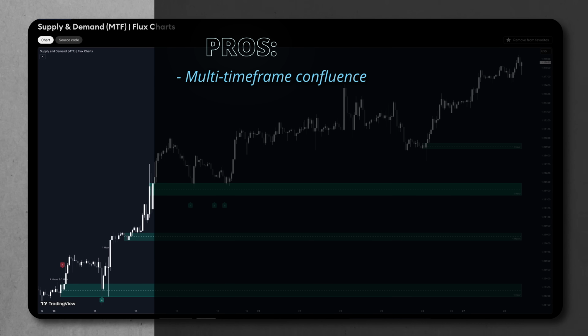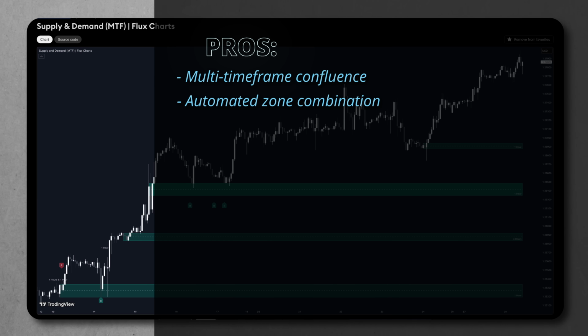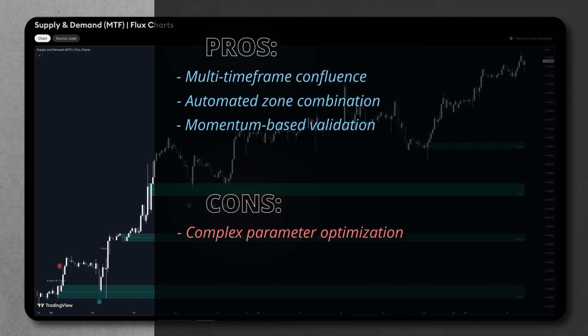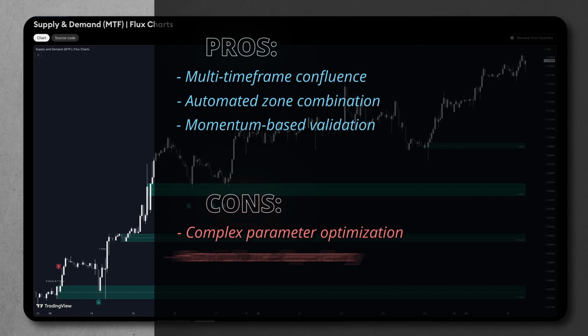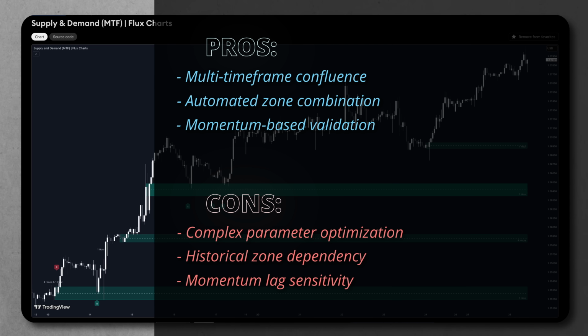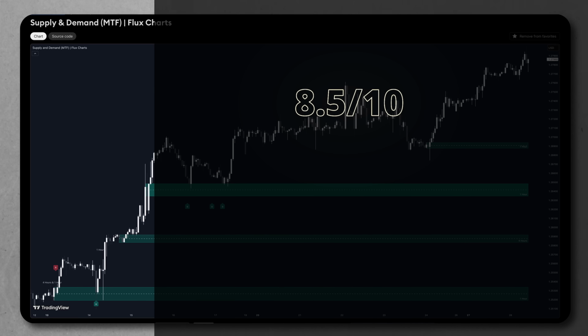Pros: multi-timeframe confluence, automated zone combination, momentum-based validation. Cons: complex parameter optimization, historical zone dependency, momentum lag sensitivity. Ranking: 8.5 out of 10.